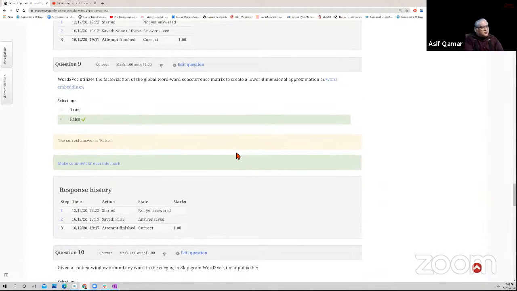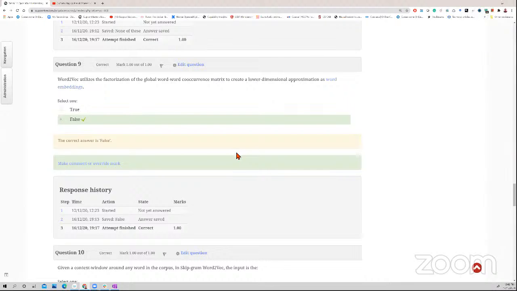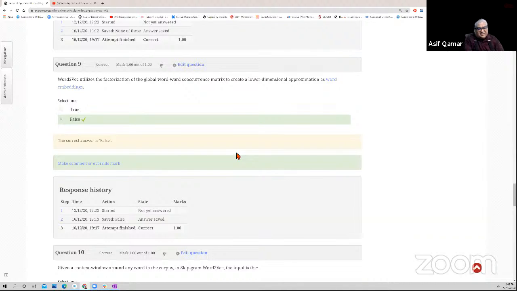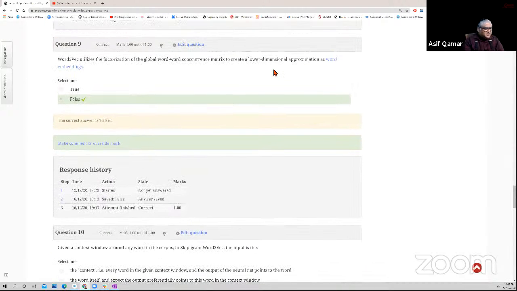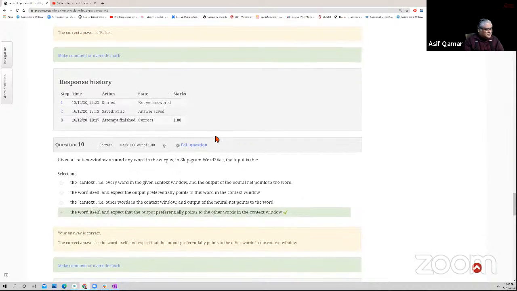Word2Vec utilizes the factorization of the global word-word co-occurrence matrix to create a lower dimensional approximation as word embeddings. It is false. In fact, Word2Vec explicitly uses just a local approach. Remember a context window. It does not use any global information at all. So the moment you see the word global, you should have run away from it. And of course, there is no matrix factorization happening here.